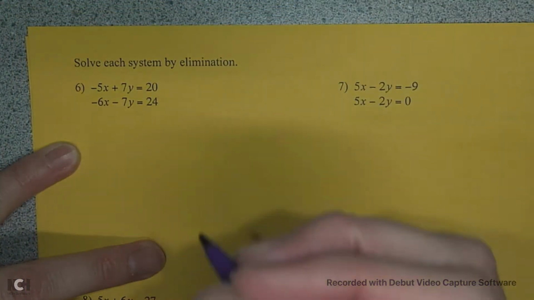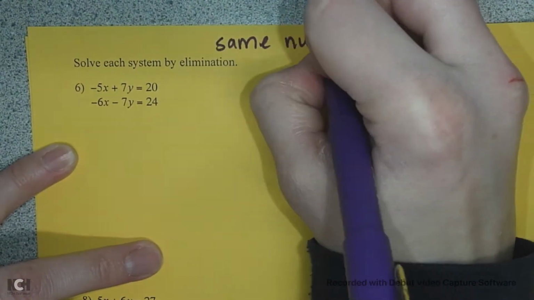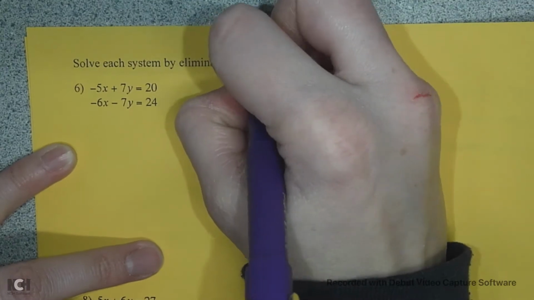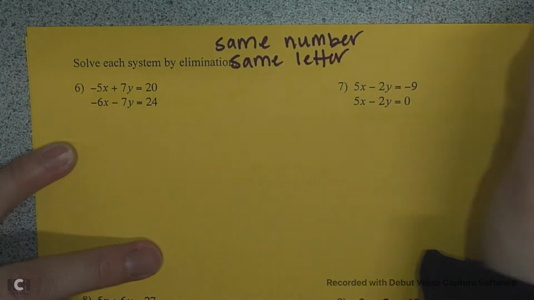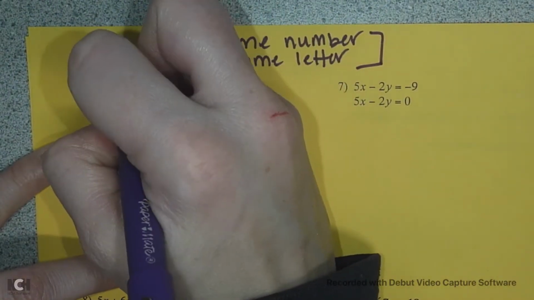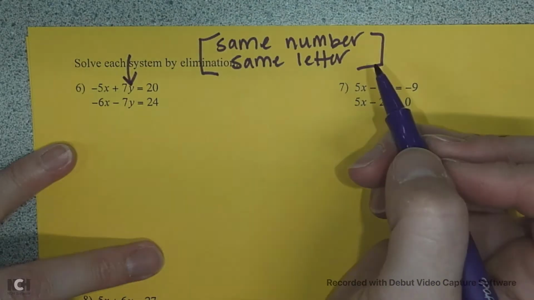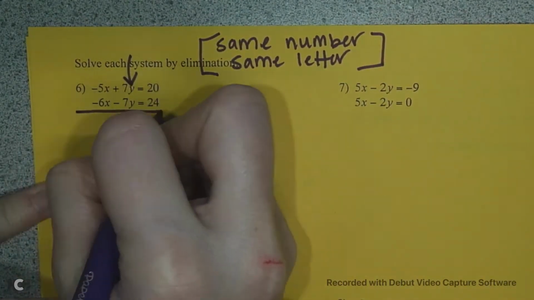The thing that we want to try to find is the same number, same letter. And you ignore the signs for right now. Okay, so we start with same number, same letter. So in number 6, my y's, they are each 7. And they each have a y. So same number, same letter. So I want to eliminate my y's.